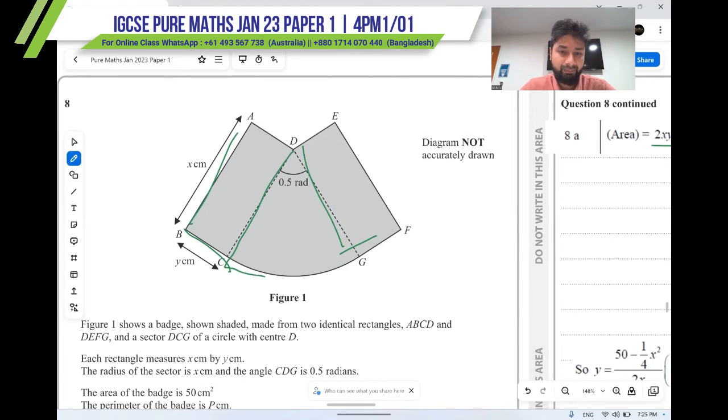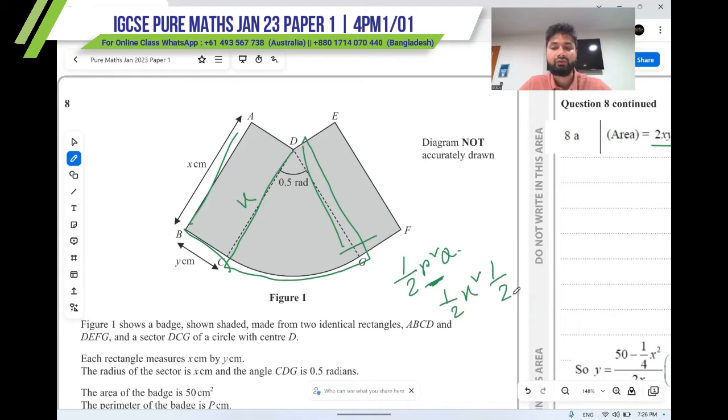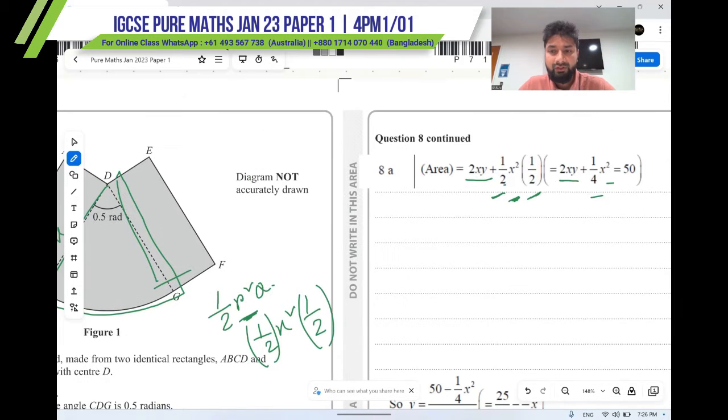And for this shaded part, the area of a sector of a circle, if it's in radian mode, is half r squared theta, where in this question the radius is actually x. So instead of writing half r squared theta, we can write half x squared, and instead of theta, we can write half radian. So half times half will become 1/4. So we finally found the equation for the area of the shape, and then we can write equals 50.